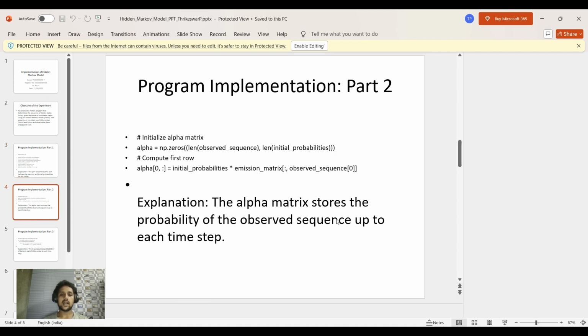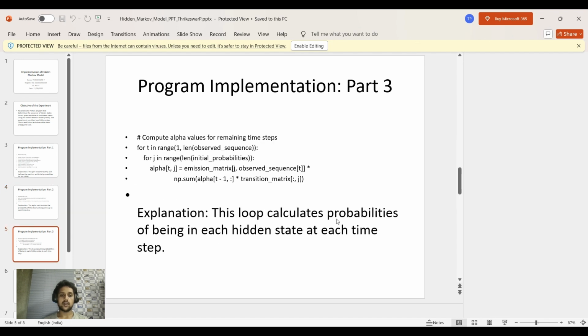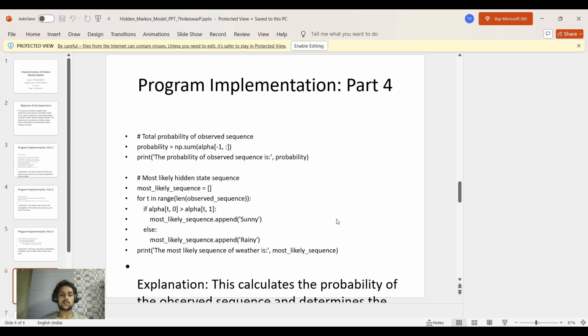And then we are initializing the alpha matrix. That means we are zeroing it with the length of the observed sequence and the length of the probability. The alpha matrix stores the probability of the observed sequence up to each state. In this process, we are using a nested for loop because this loop calculates the probability of being in each hidden state at each time step. And at this part, we are calculating the probability of the observed state.